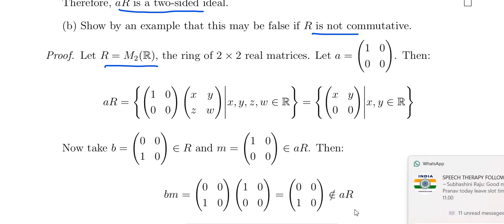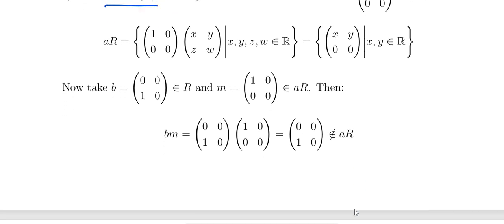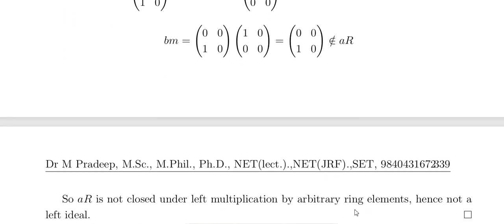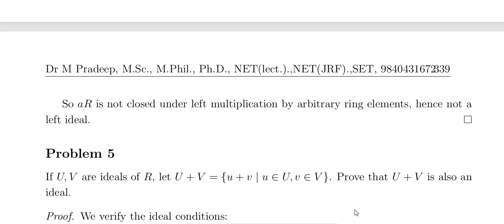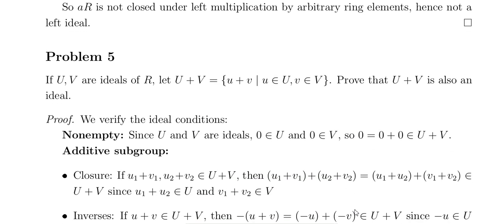Then BM, when you multiply it, gives a collection like this, but this does not belong to AR. So in the case where R is not commutative, the collection AR may not be a two-sided ideal.